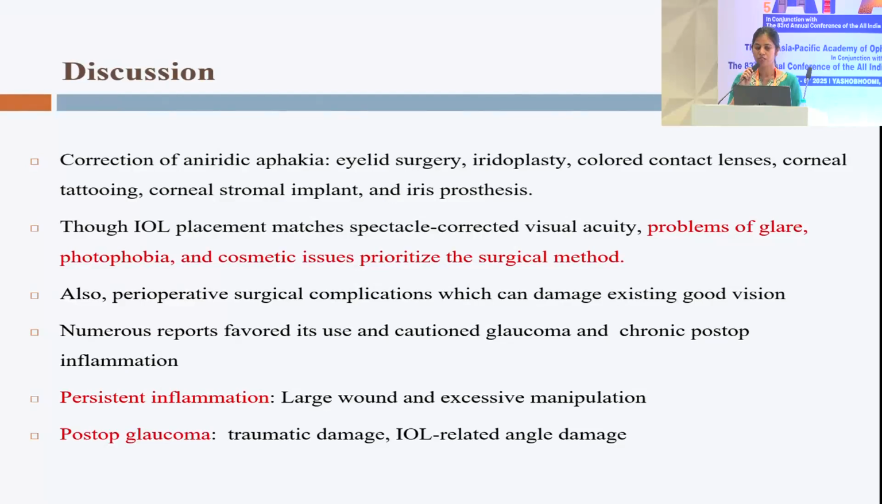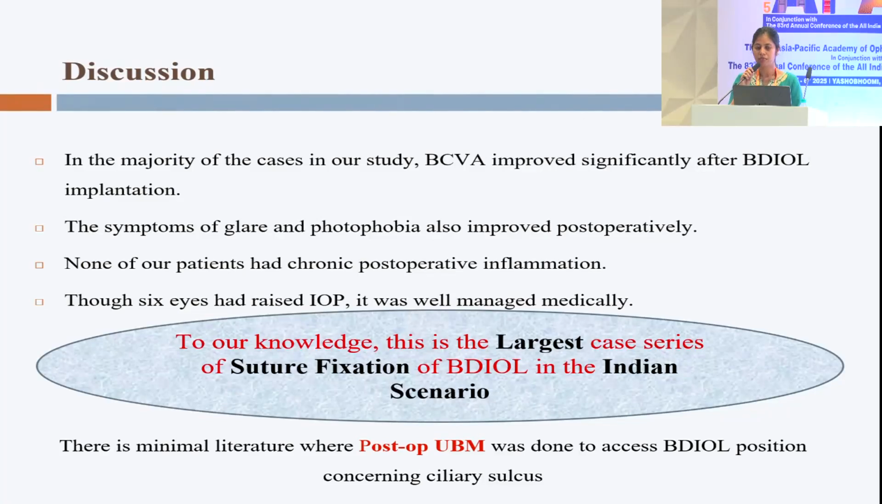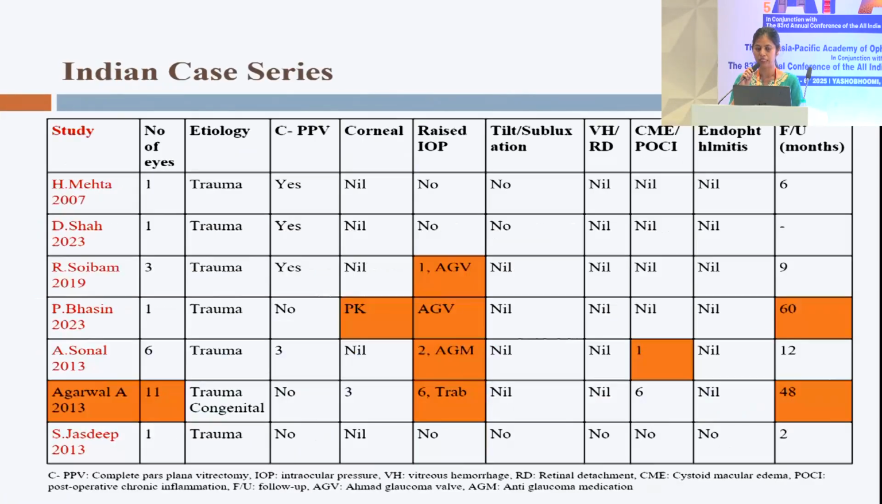Though we have the options of eyelid surgery, iridoplasty and colored contact lenses, they have their own pros and cons. Though IOL placement matches spectacle-corrected visual acuity, problems of glare, photophobia and cosmetic issues prioritize the surgical method. In our study, the majority of patients showed good visual improvement with reduction in glare and photophobia and a good cosmetic outcome. To our knowledge, this is the largest case series of suture fixation of BD-IOL in the Indian scenario.